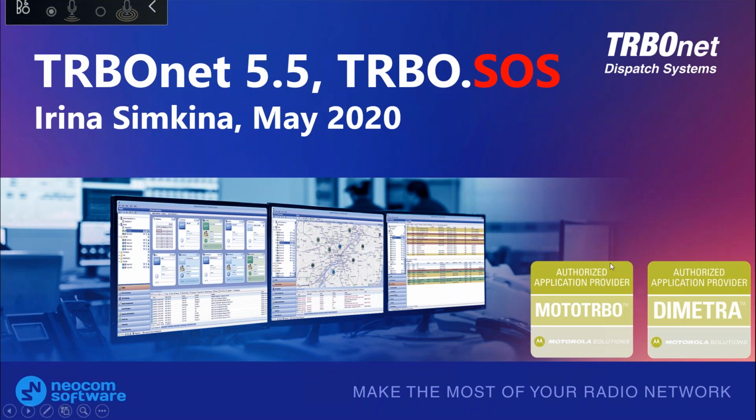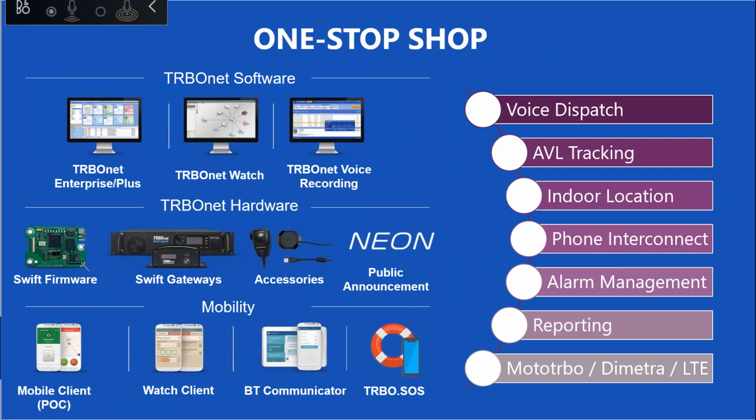I will mention the products we have at a very high level, just to remind you that TRBOnet Enterprise is not the only product we have. I will start with my lovely screenshot, called One Stop Shop, just to show our portfolio. Of course, the main products in our portfolio are the desktop Windows solutions for the dispatch and monitoring of radio systems. The main product is called TRBOnet Enterprise or Plus; actually it's the same set of functionality.